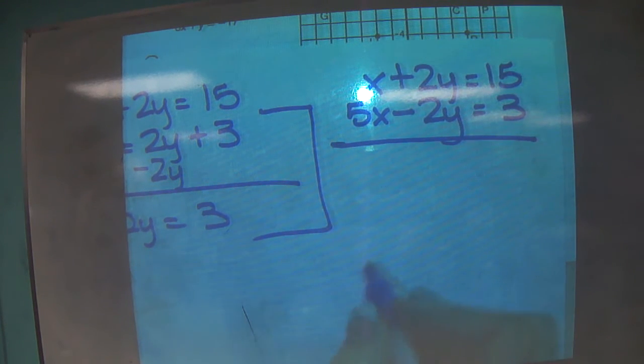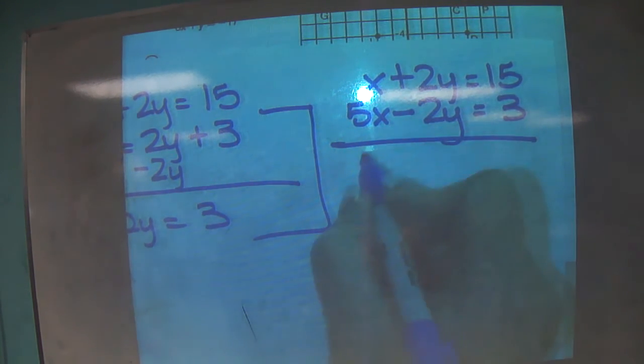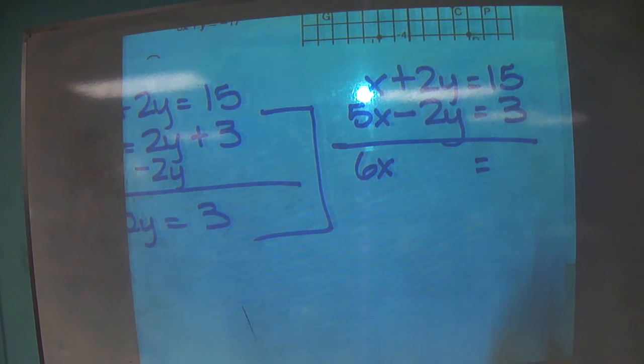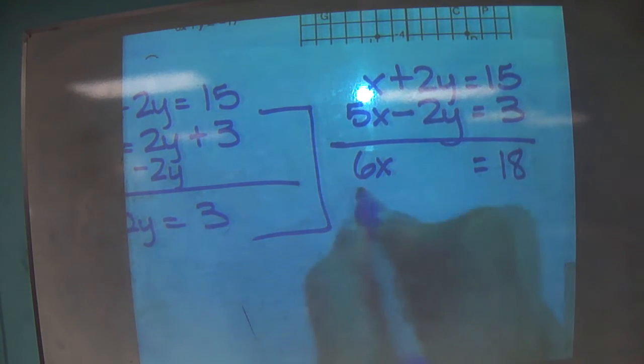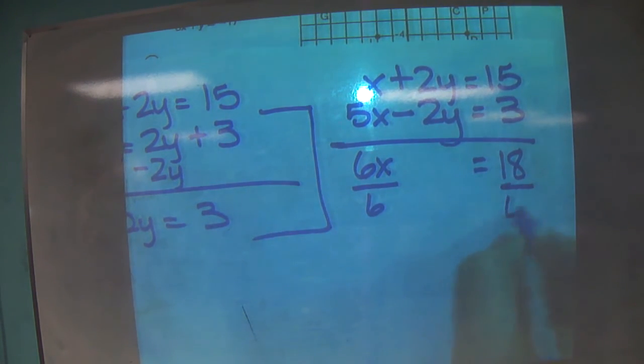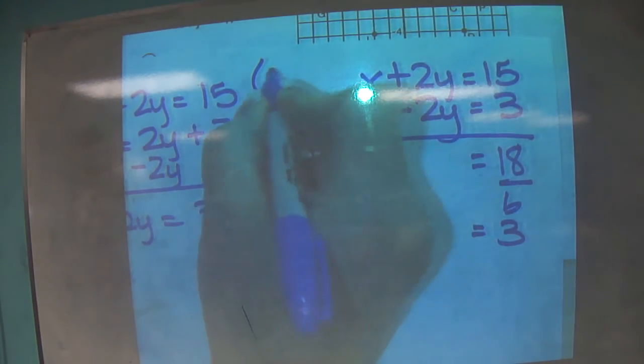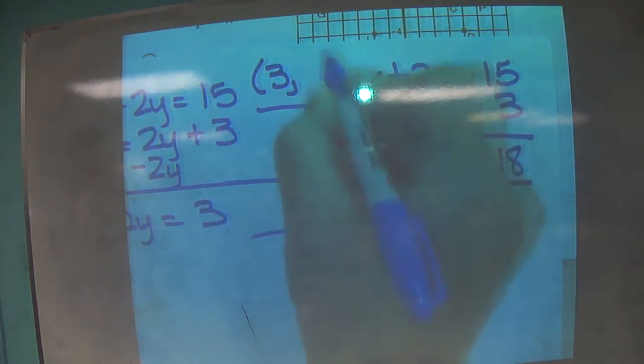So what are we going to solve for this time? X's or y's? X's, because the y's are taking care of themselves. How many x's do we have? 6. Oh, we got 6 again. Equals 18. Divide both sides by 6. X equals 3. So we know x is 3. And we're going to solve for y.